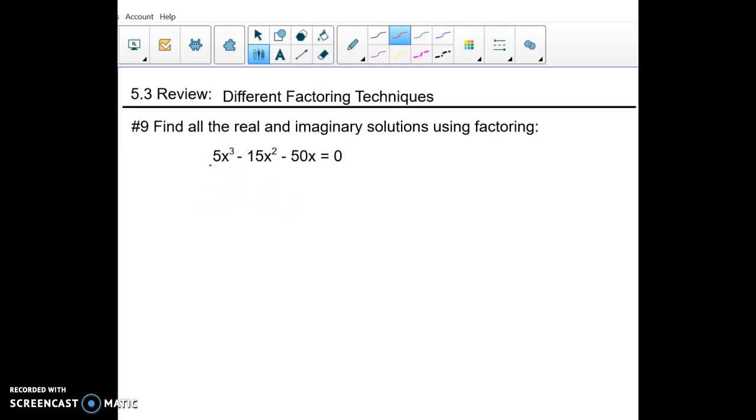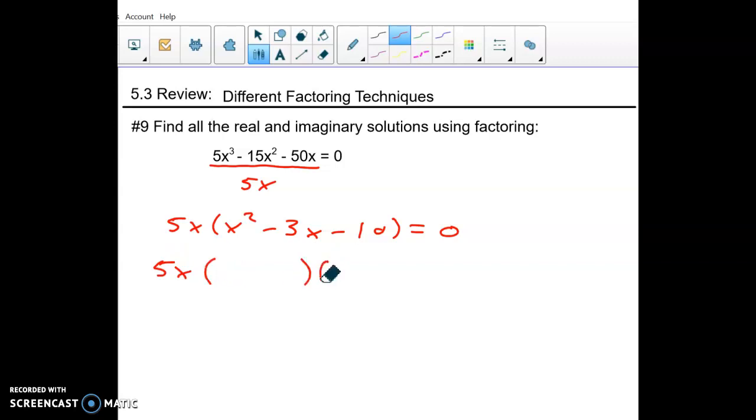So this one does have a GCF of 5x. So I'm going to bring that to the front. So pull out a 5x, x squared minus 3x minus 10. Okay, and now I'm going to try to factor the rest of this. It might not factor, but we can give it a shot at least. If it didn't, we could use our quad formula, but I think this one factors to minus 5 and plus 2. Multiply to negative 10, add to negative 3.